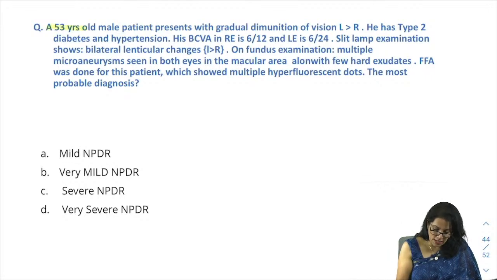So 53-year-old male patient with gradual diminution of left eye more than right. Okay. Type 2 diabetes, hypertension, right? In the left eye vision has gone to 6/24.